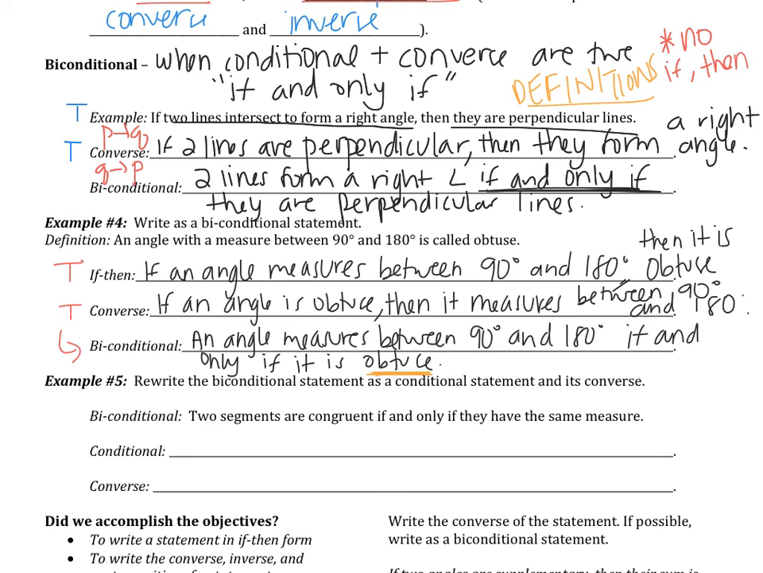Okay, so example 5 is the one that you're going to do. This time I give you the biconditional, you're going to write the conditional and the converse. So right now, pause the video and try this one on your own, please. Good luck.